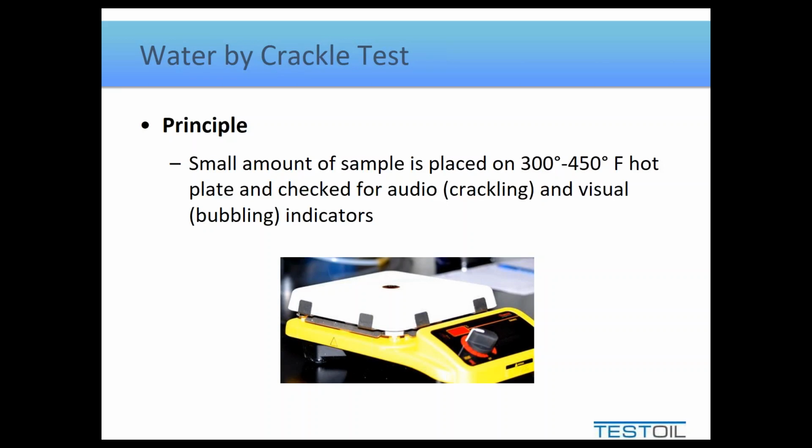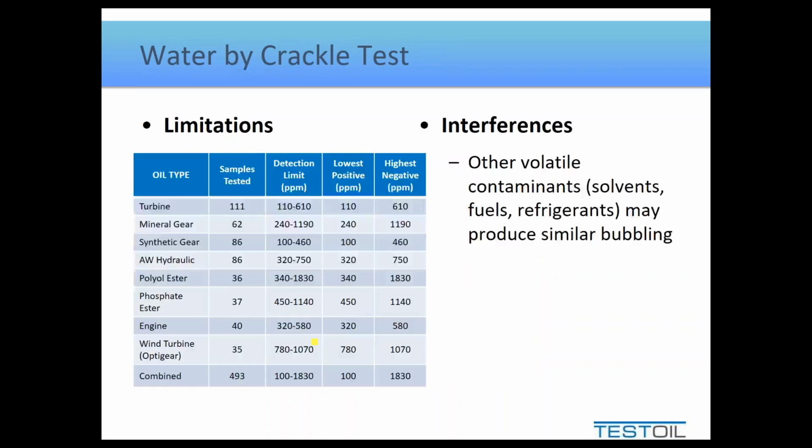But a common follow-up question is, well, what's the detection limit of this test? And there is no straightforward answer. This is the best answer I can provide you. This is a study done on nearly 500 samples by the folks here at TestOil. Basically, as you read through the columns, what you'll see is the lowest positive result, meaning the lowest value that gave a positive crackle, and the values you're seeing there were measured by Karl-Fischer titration. The next column is the highest value that achieved a negative crackle.